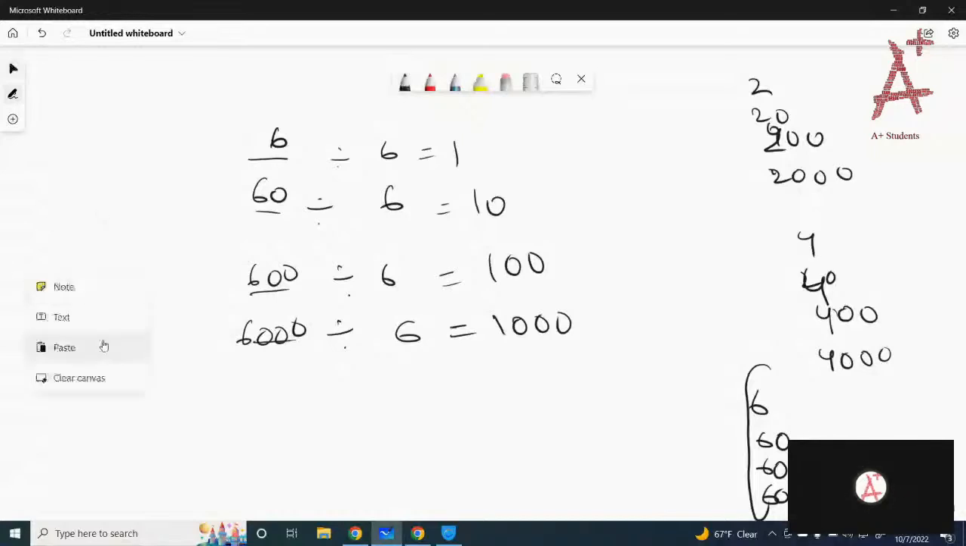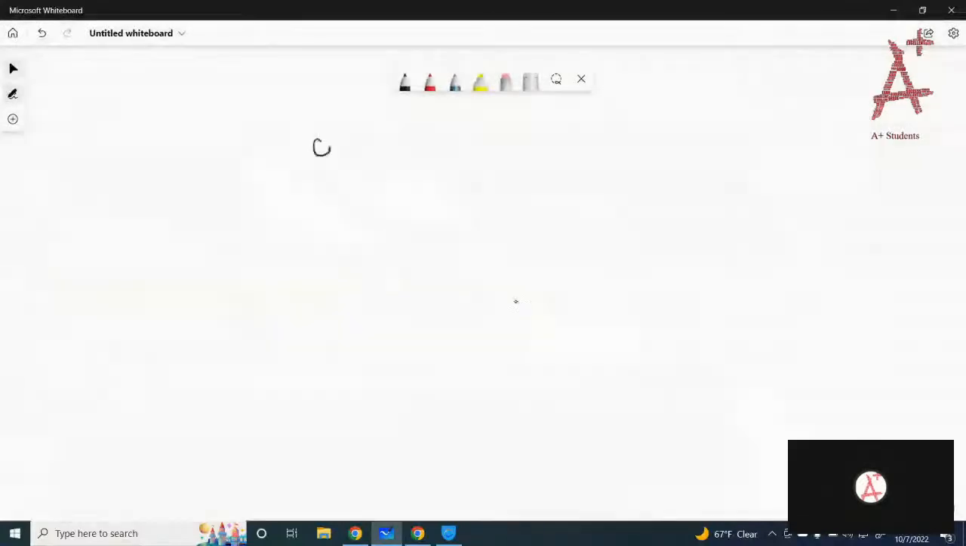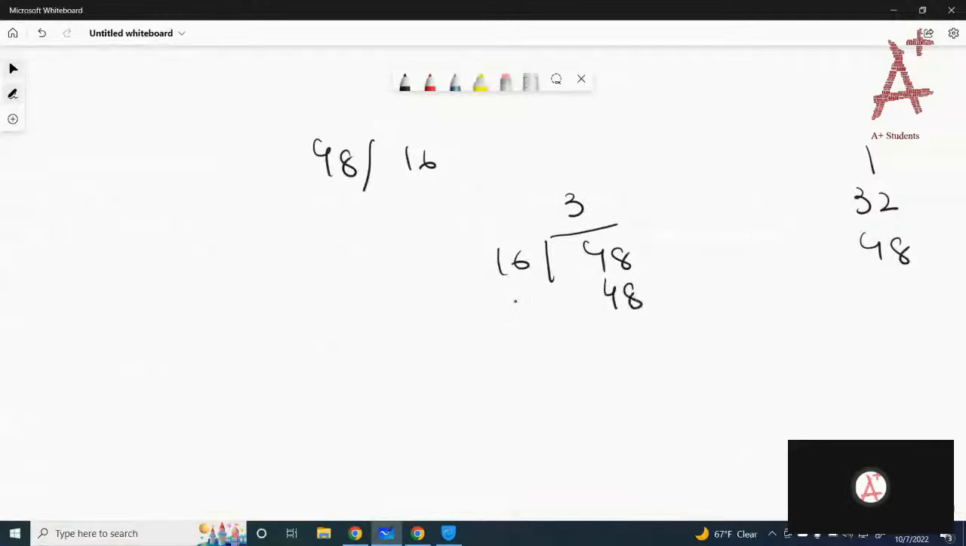Okay, the next one is divide 48 by 16. You have to count a table of 16. 16 times 1 is 16, 16 times 2 is 32, 16 times 3 is 48. So just go for 16 times 3 is 48. Got it? 48 subtract 48 is 0. The correct option is 3, and just click on the OK button.